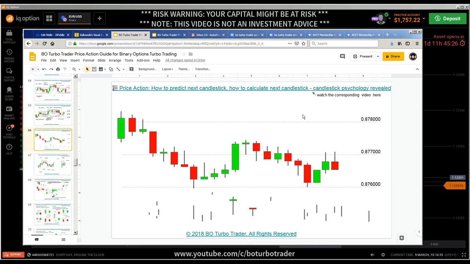It's not only about trading candlestick patterns, because if it were so easy, everybody would be a millionaire. That is so simple, it's common sense.